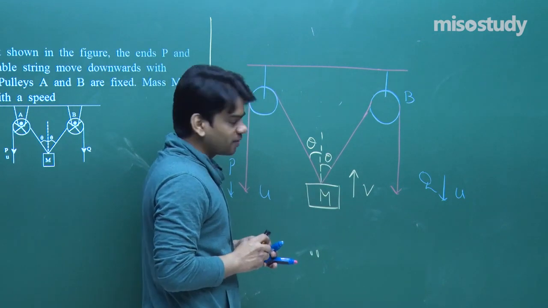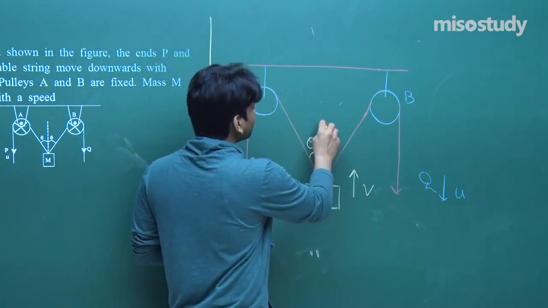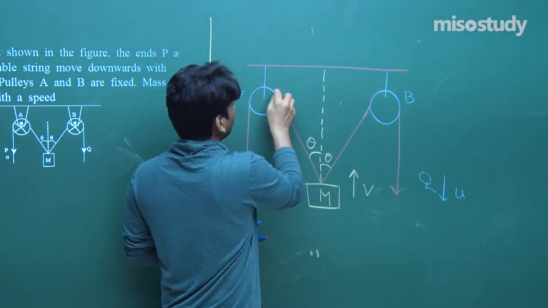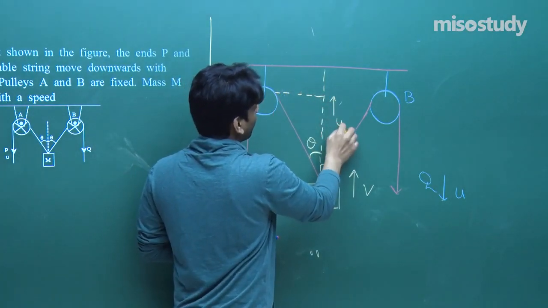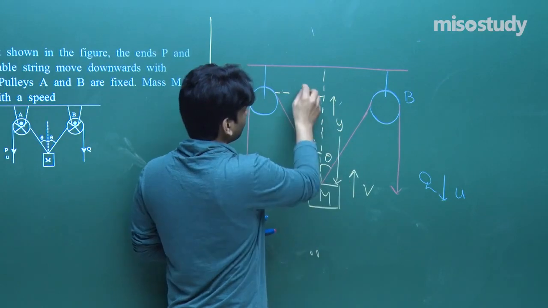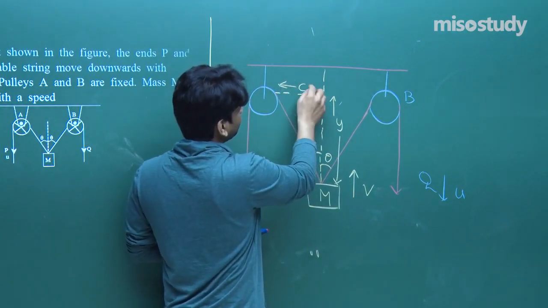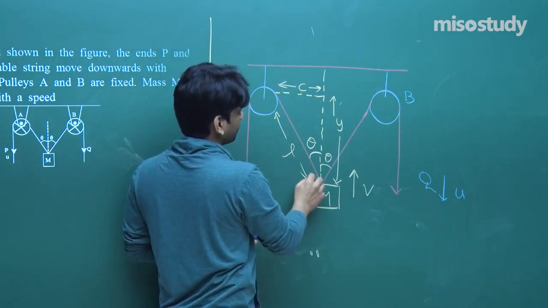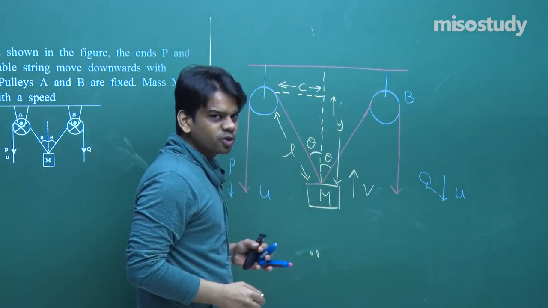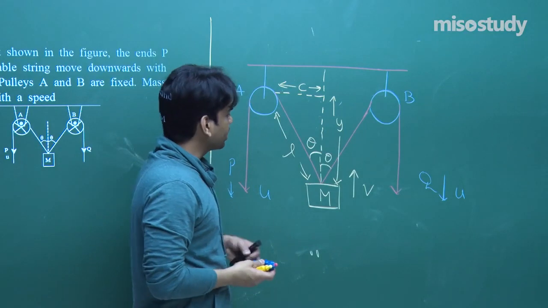This is what has been given to us. Now if I take this dotted line upward and connect this part, let me call this length y, this constant length c, and this length of string L. We can frame this diagram in this way, and make the variables to be represented in this way.